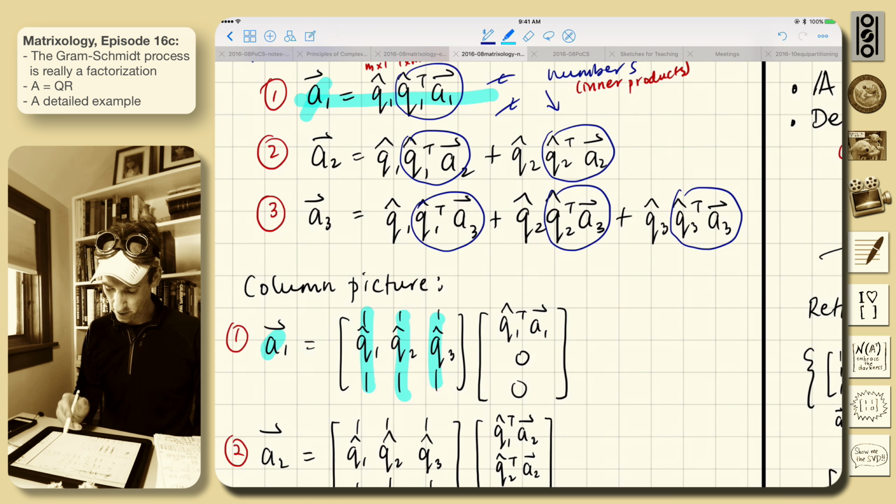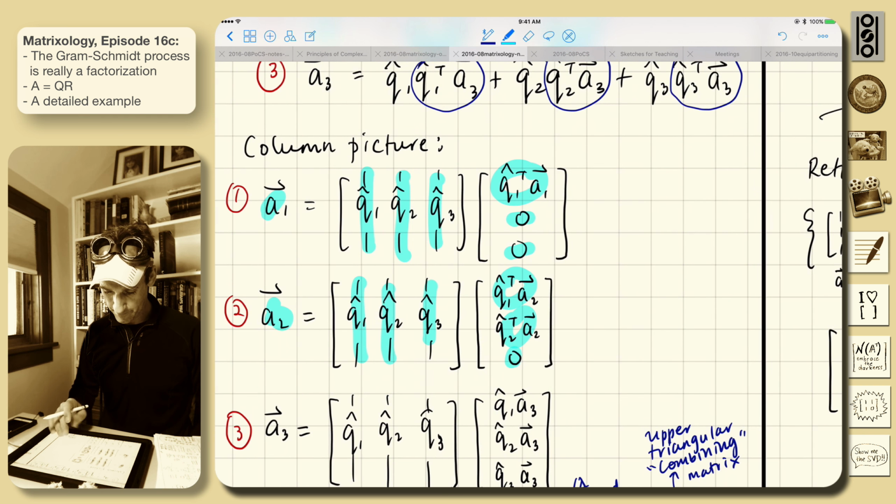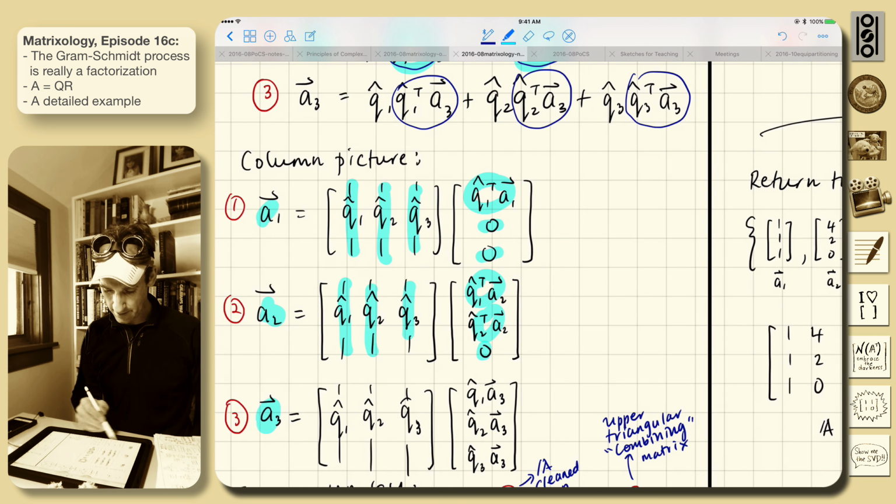And Q1, it's just Q1 times this piece here. Right, and then we have 0 of Q2 and 0 of Q3. For A2, again, Q1, Q2, Q3, we're making our Q. We want this piece here, and this piece here, and then 0 of Q3. And the last one, same idea, A3, it's Q1, Q2, Q3. We have this much of Q1, this much of Q2, and this much of Q3. So they're the factors.